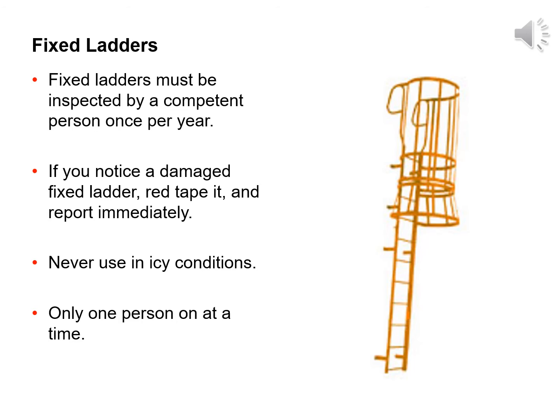The other kind of ladders that we deal with for fatality prevention element number 1 are fixed ladders. We have several hundred fixed ladders throughout the plant, all numbered using brass tags. Fixed ladders must also be formally inspected at least once per year by a competent person, and the inspections documented.